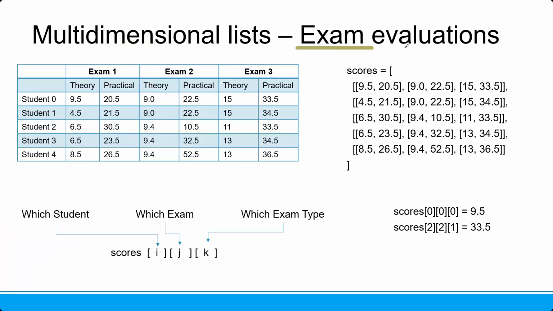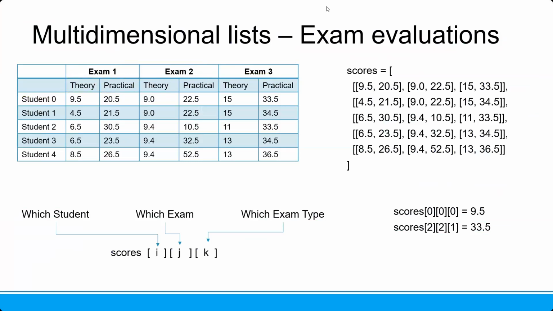I would like to do the exam evaluation. So the exam 1, as you know, the row is the student. In the exam 1, there are two types. The first type is theory, and the second type is practical. The exam 2 is also the same: we have theory and practical. In the exam 3, we also have theory and practical. So how can we put this into a list?